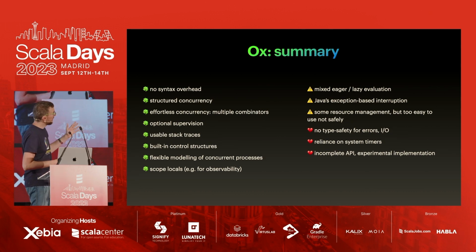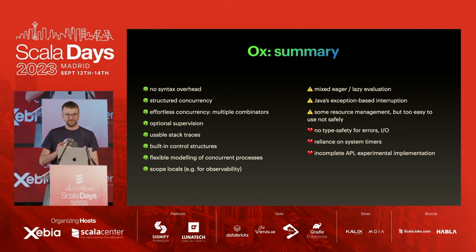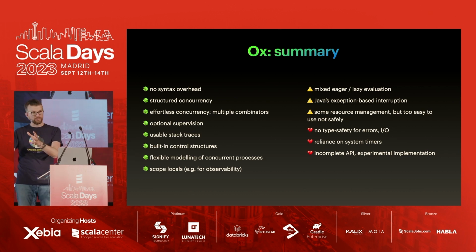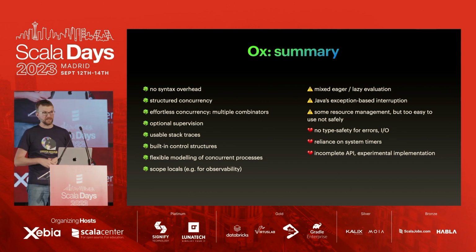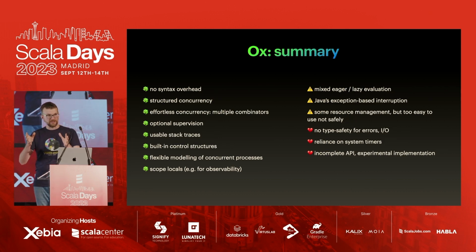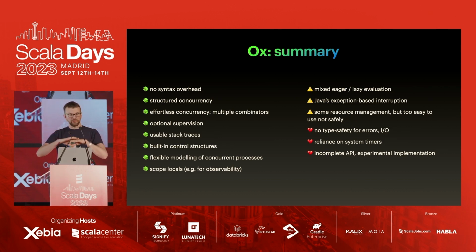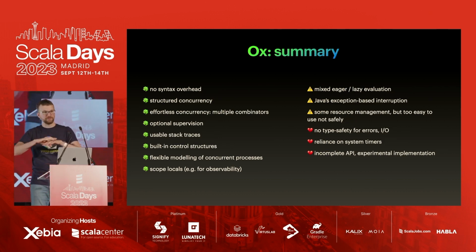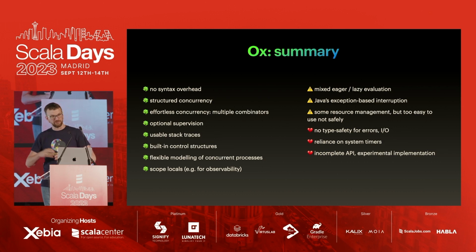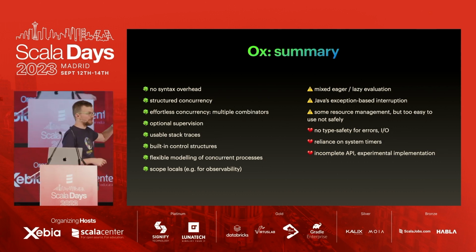On the other hand, we've got this mixed eager and lazy evaluation, right? Sometimes we simply need to pass in a code block that's lazily evaluated. In the functional approach, it was a uniform style which was always lazy. Here it's mixed. We've got Java's exception-based interruption, which is not always nice.